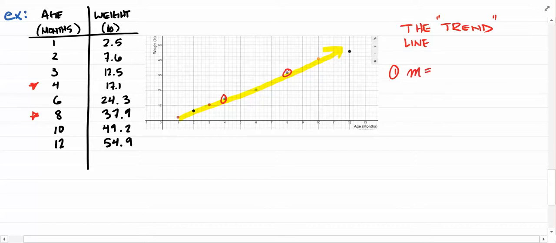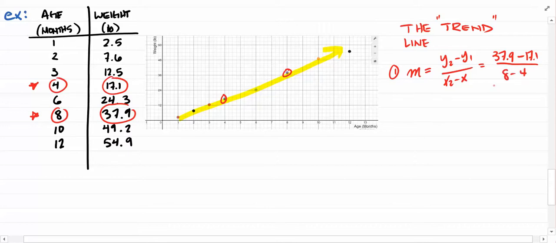All right. So the slope is going to be, of course, y2 minus y1 over x2 minus x1. This should look really familiar to you. So that's going to be 37.9 because I'm using this point here, minus 17.1 because I'm using that point there, all divided by 8 minus 4. So when you calculate all this, you get the slope to be approximately 5.2. So that's the first thing I want to do.